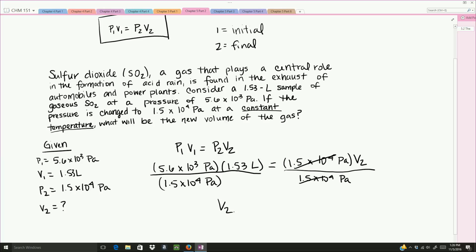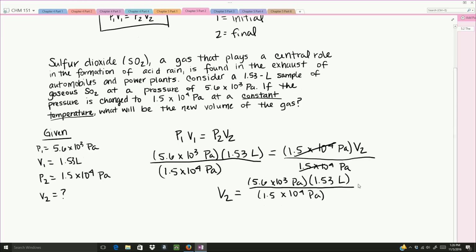So V2 is equal to all of that: 5.6 times 10 to the third Pascal times 1.53 liters, divided by 1.5 times 10 to the fourth Pascal. If we go through and do that math, we find our new volume is equal to 0.57 liters. Our units here, Pascal, cancel because we have Pascal in the numerator and the denominator, so we're just left with liters, and that's how our units work out.